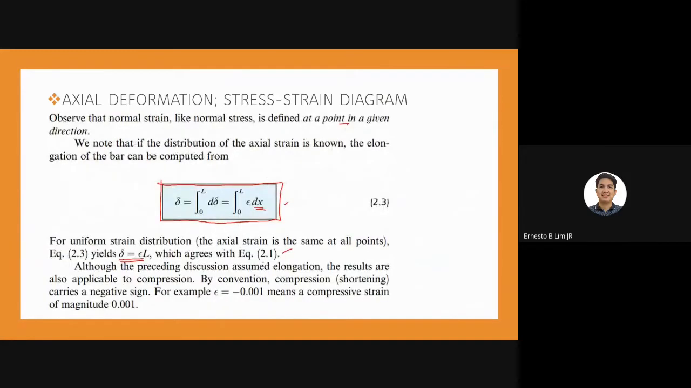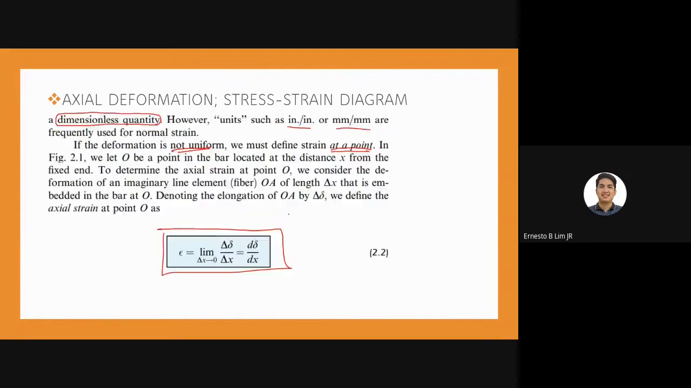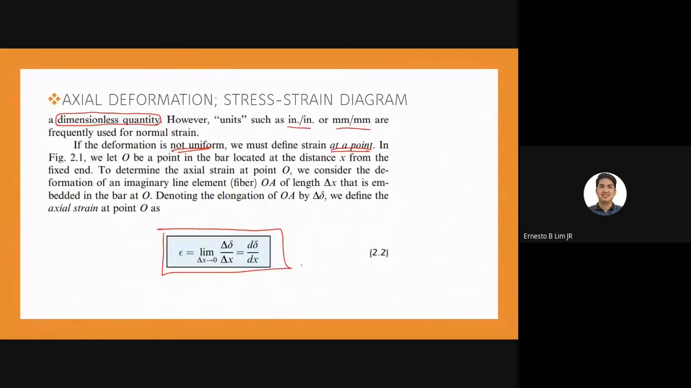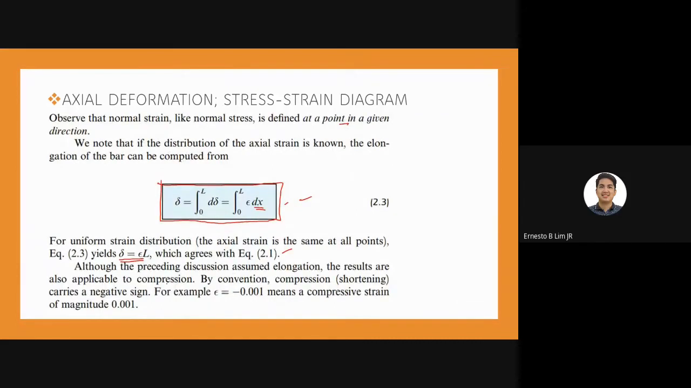Okay, so although the preceding discussion assumed elongation, the results are also applicable to compression. Since our example here, say our P here is in tension, those formulas, 2.1 and 2.3, are also applicable for compression force. So this is our sign convention, wherein compression, a shortening, carries a negative sign. Say for example, if our strain epsilon is equal to negative 0.001, it means it has a compressive strain of magnitude 0.001. For tension, epsilon is positive.